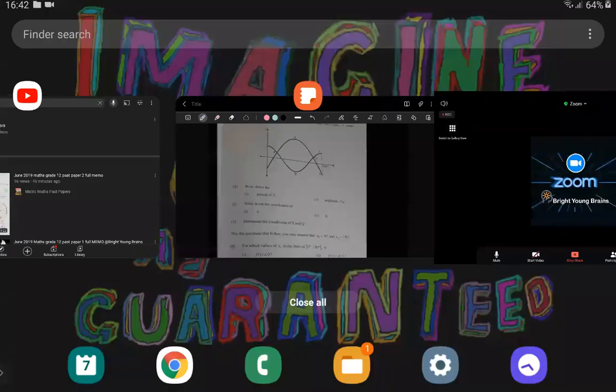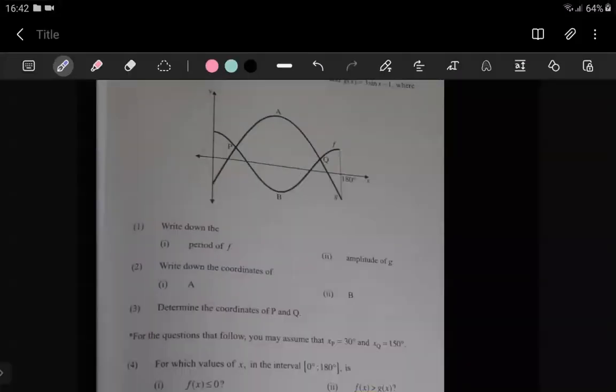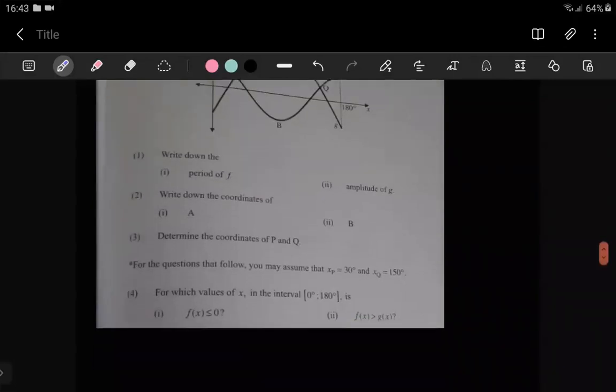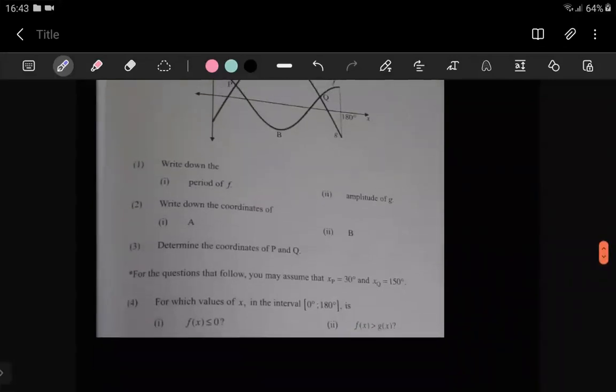Anyways, with this next question, it says the following. Question number 4. We have gone through questions 1, 2, and 3 in the previous tutorial. So question 4 here says: for which values of x in the interval 0 to 180 is f of x smaller than 0.